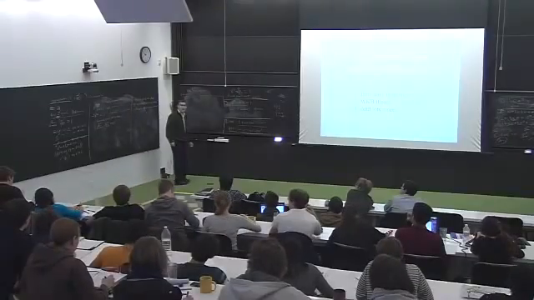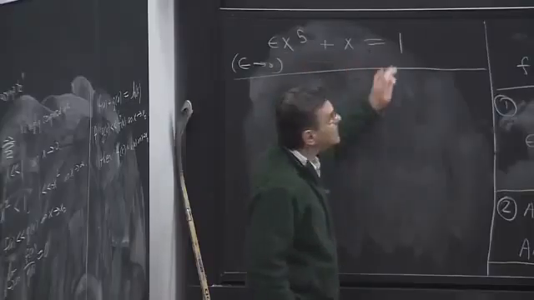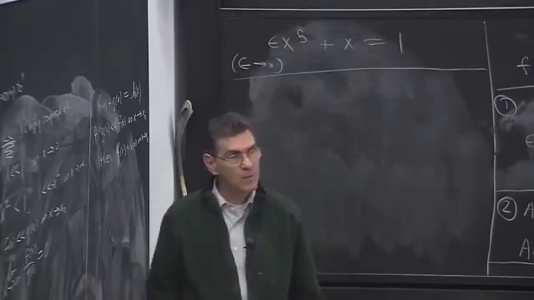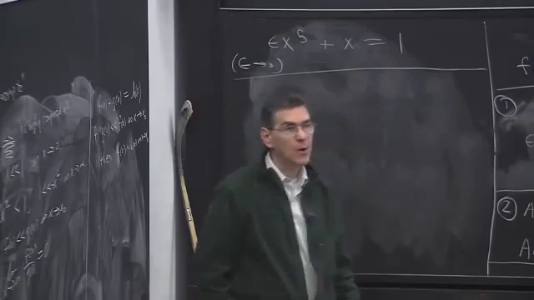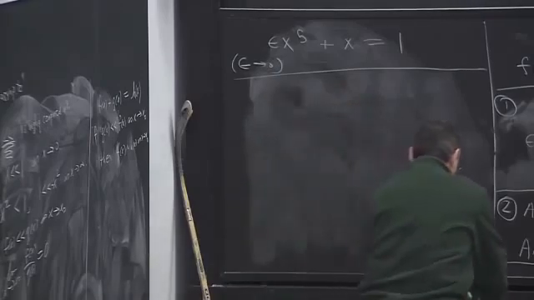Okay? So great. Here we have an equation with three terms in it. And we're considering what happens as epsilon goes to 0. Now, I think let's make more space here.